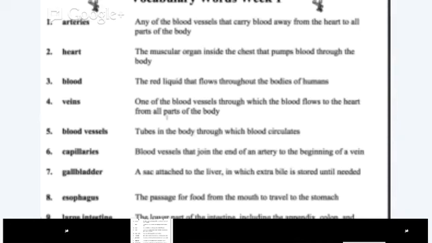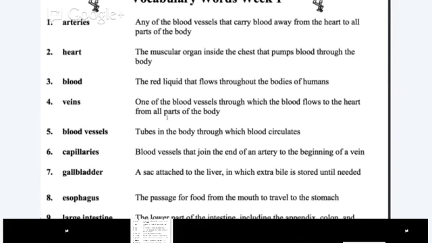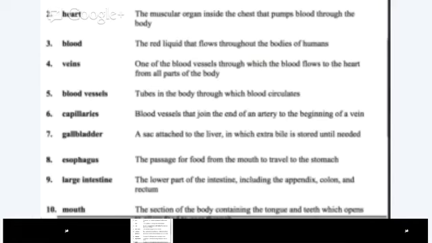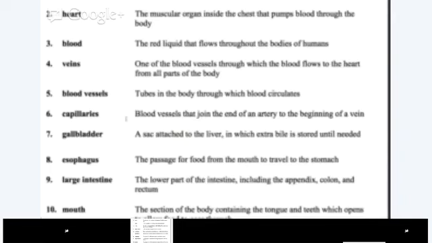Perfect. Awesome. That's great. Next, can I get Victor? Can I get you to read number 5 and 6, please? Yes. 5, blood vessels: tubes in the body through which blood circulates. 6, capillaries: blood vessels that join the end of an artery to the beginning of a vein.